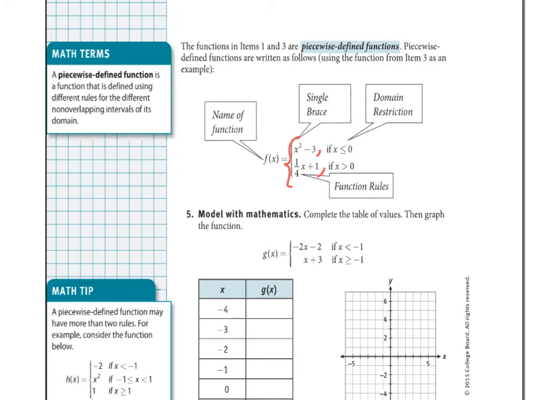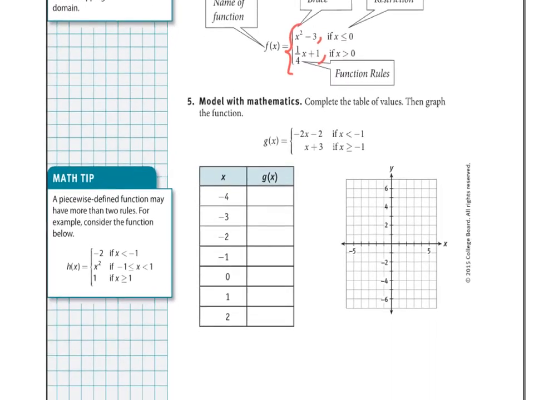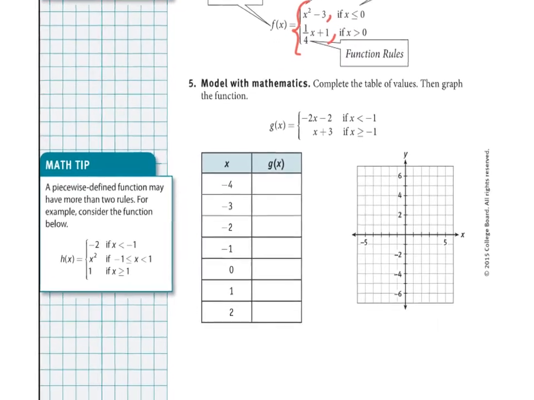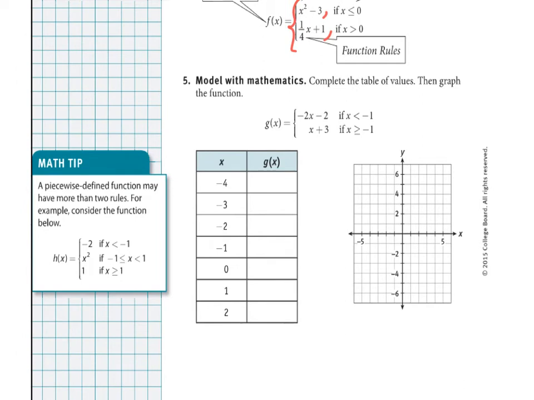All right, why don't we graph another example here. Now this one is g of x equals -2x minus 2, and that applies when x is less than -1. And then the other rule is x plus 3 if x is greater than or equal to -1. So again, just because we're just getting started, why don't we put the little borderline wall. There's x equals -1, right? I know there's going to be different graphs on each side.